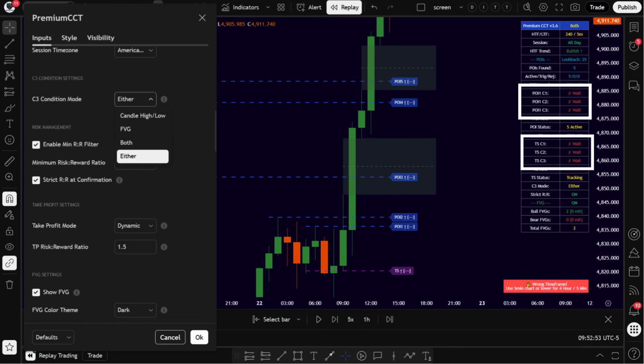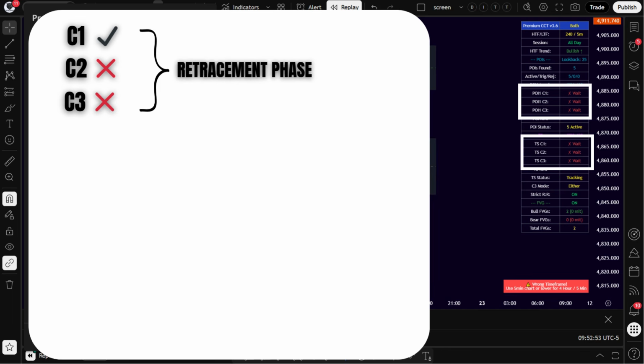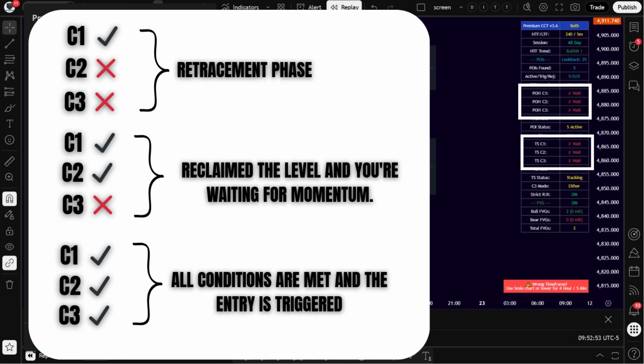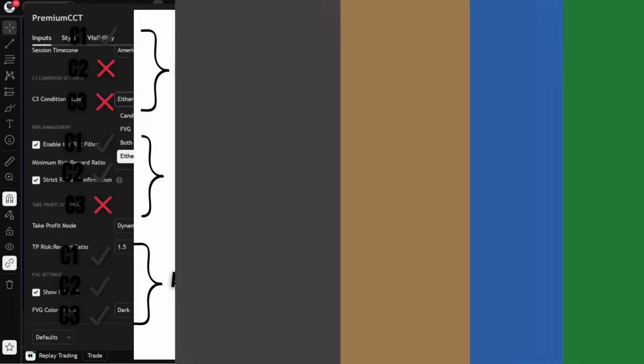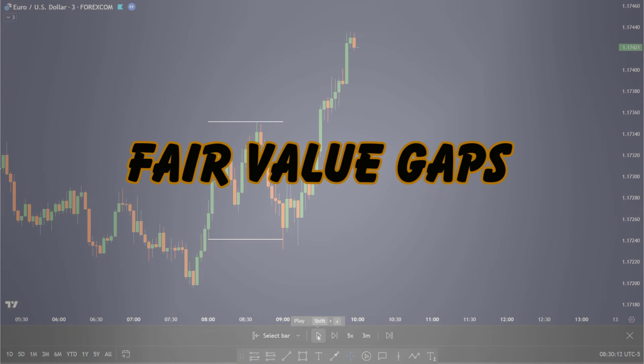The info table shows you the status of each condition in real time. When you see C1 with a check mark, C2 with an X, C3 with an X, that means you're in the retracement phase. When you see C1 check mark, C2 check mark, C3 X, that means you've reclaimed the level and you're waiting for momentum. And when you see all 3 with check marks, all conditions are met, and the entry is triggered. Fair value gaps are a crucial part of this system, so let me explain exactly what they are and how the indicator uses them.